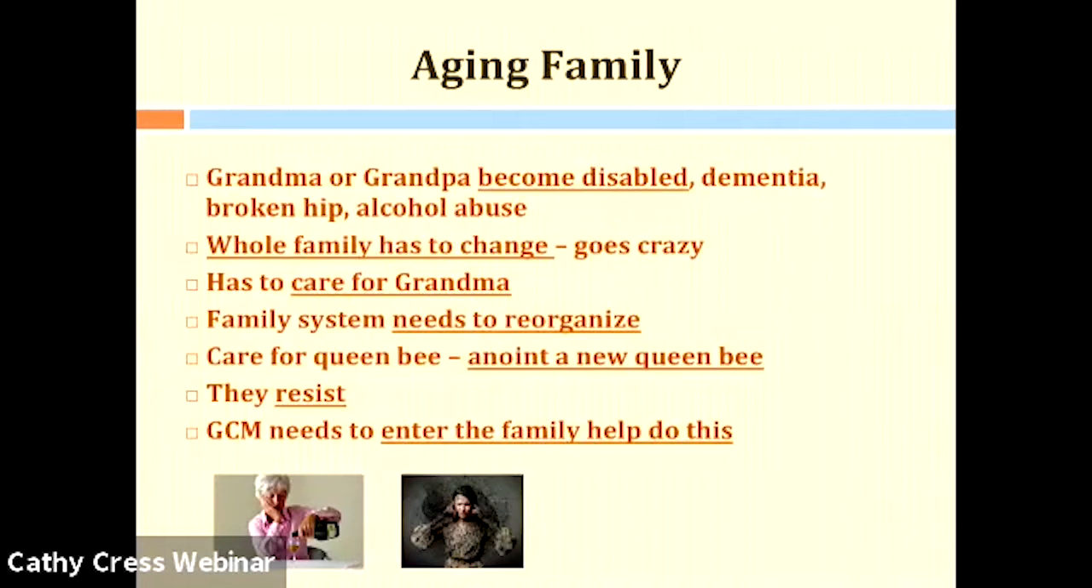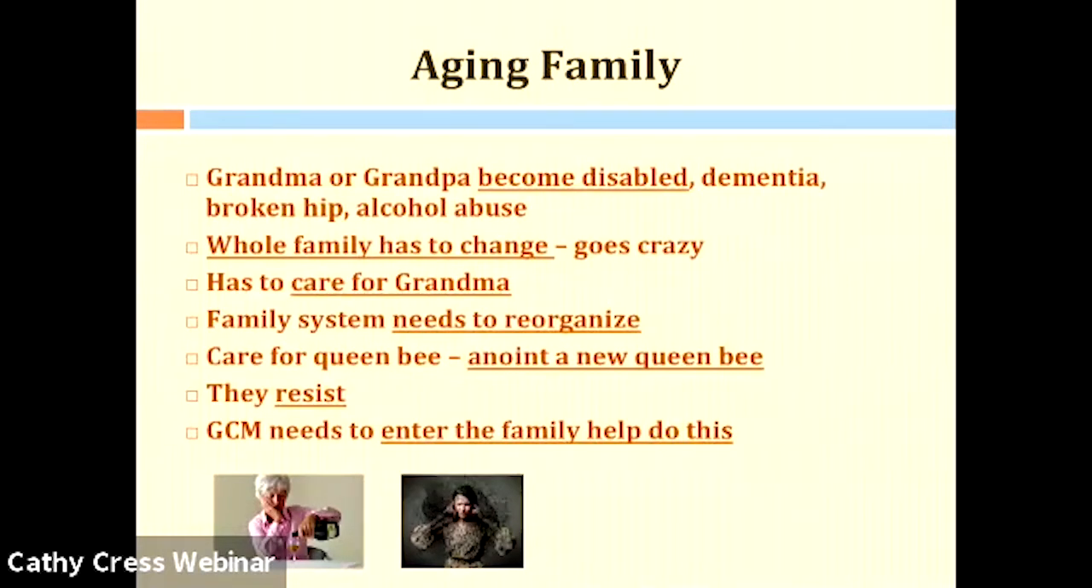A titular head has to be replaced, hopefully with a sober new leader. And why do you need a new leader in the family? Because you don't need everybody telling you what to do. You really need one person in the family leading the family on. And you want the family to have a head of the family.